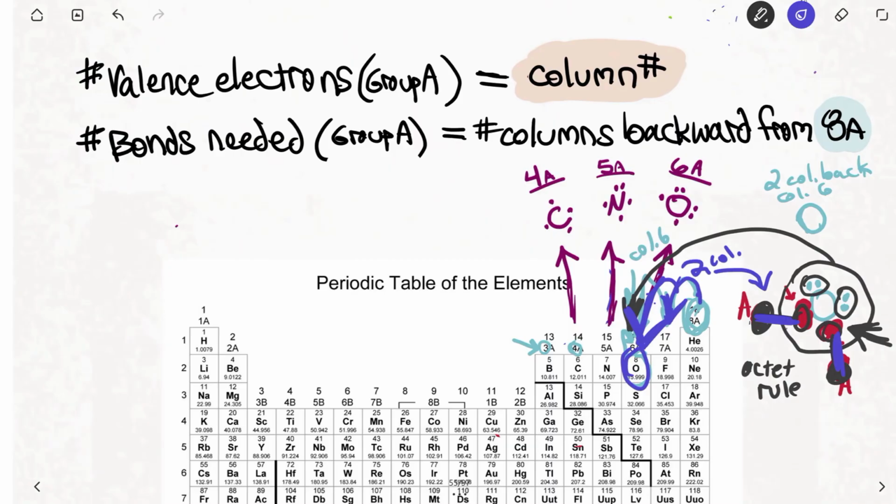1, 2. So that's what I mean by if you count backwards from the last column on the periodic table, that number, however many times you have to count over the columns backwards to get to the element, that number is how many bonds they're going to want.